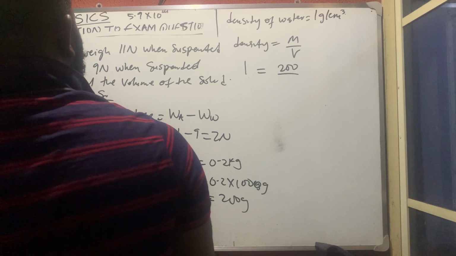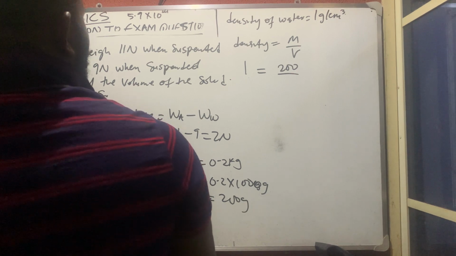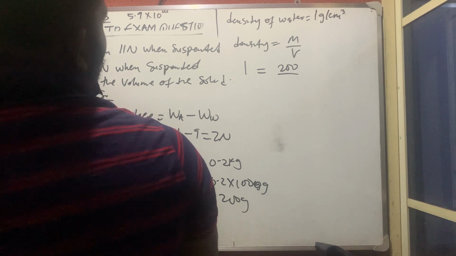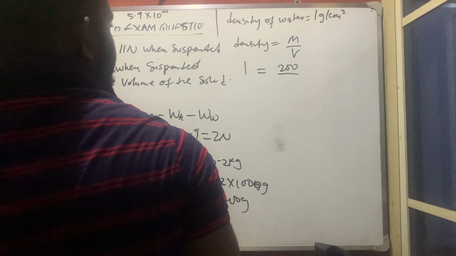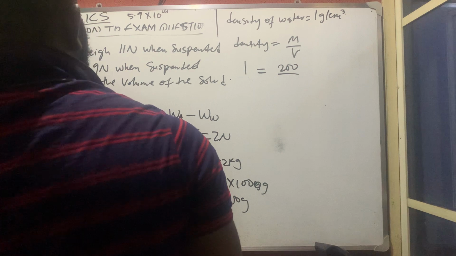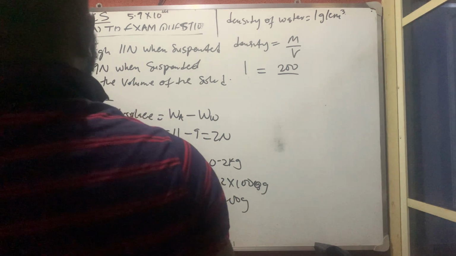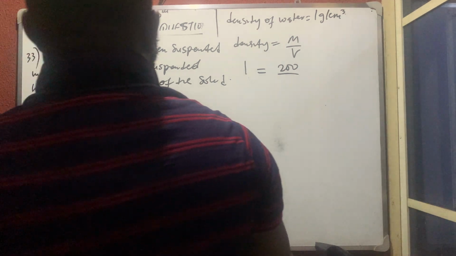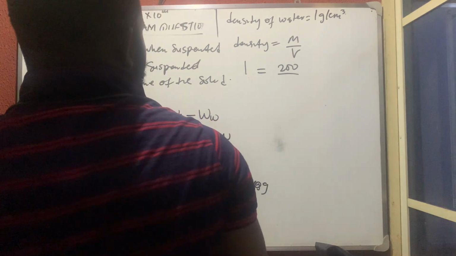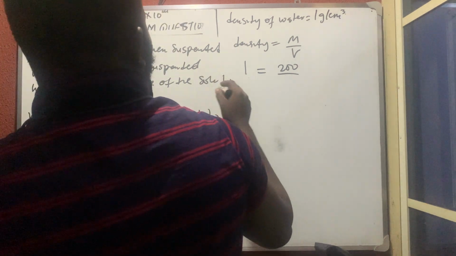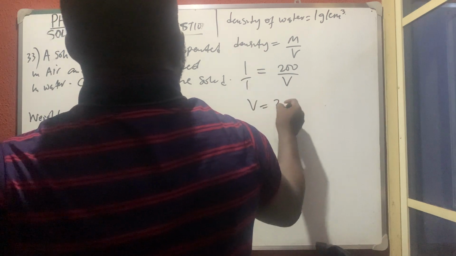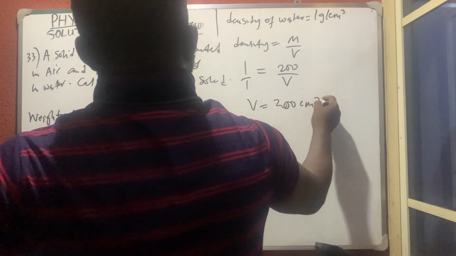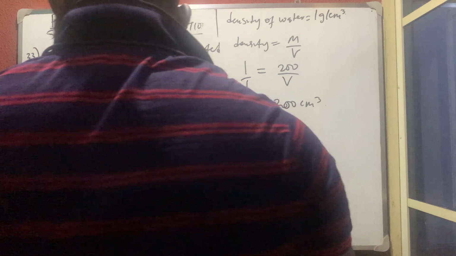Since we are talking about water, the density of that object is the same as the density of water. That's why I used water there, because they didn't give us the relative density. If they gave us the relative density, it would help us. So we have that 1 is equal to what? Mass over the volume. If you cross multiply, the volume is equal to 200 cm cube. So that is the volume there.